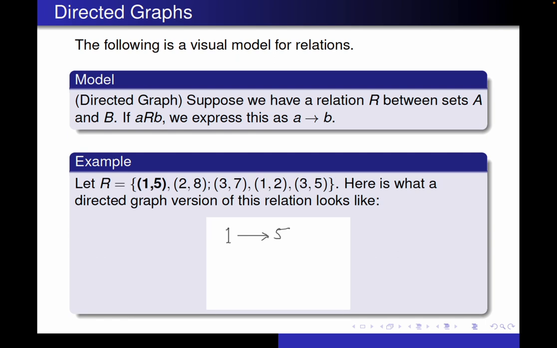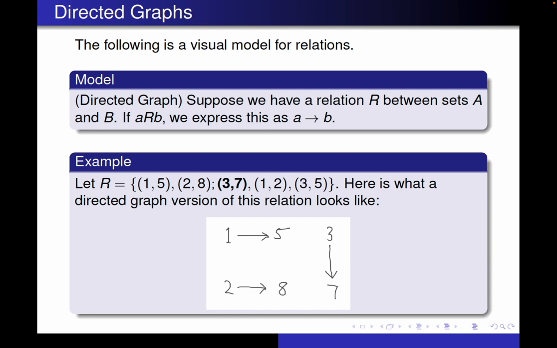So here's 1 pointing to 5, right? The first ordered pair is (1, 5), so we have 1 pointing to 5. The next one is (2, 8), so that means 2 points to 8. And just to show you that the arrows don't have to go left to right, for (3, 7), I can put 3 on top, pointing down at 7. It's just that the first element in the ordered pair has to point at the second element in the ordered pair.